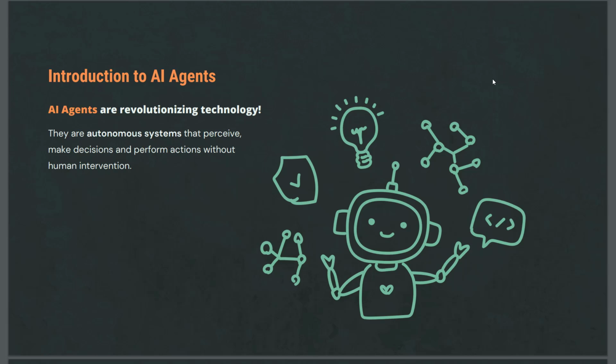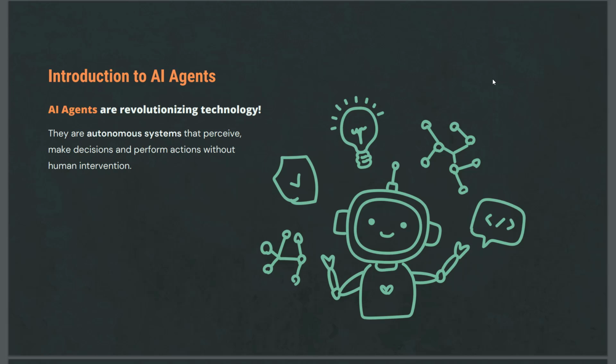So I'll give a very short definition: AI agents are autonomous systems that perceive, that can make decisions on their own, and that can perform actions without human intervention. It's something like a normal chatbot. A normal chatbot is usually just a chat that you automate for some stuff: do this, do this.